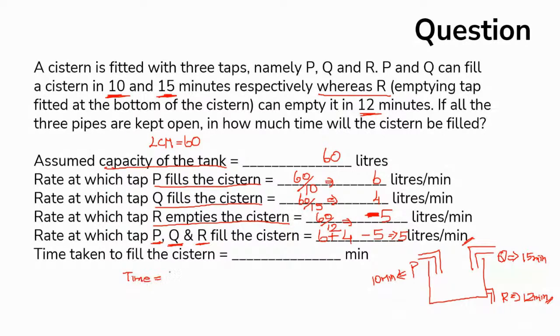So time taken is given by, once again, the total capacity out of the rate at which it is filling per minute or per hour, depending on the timing in the question. In this case, 60 is the total capacity, and if three pipes are kept open, it is divided by 5, and you'll get 12 minutes. So the answer is 12 minutes. In 12 minutes, if all three pipes are kept open, it will fill the cistern.